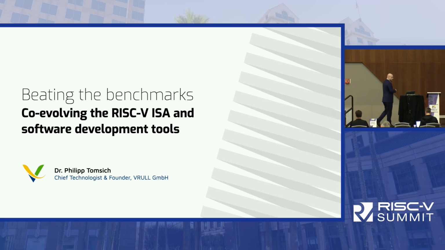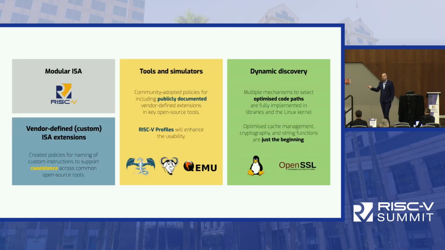And the topic today is a bit of an introspection on how to use one of the big benefits of RISC-V, that is that we have an extensible instruction set and can add new instructions pretty quickly in order to address workloads. So the question is how to best co-evolve the RISC-V ISA in order to address application-specific workloads or benchmarks and close the gaps to other architectures or even leapfrog them.